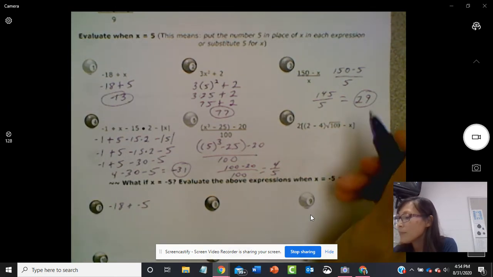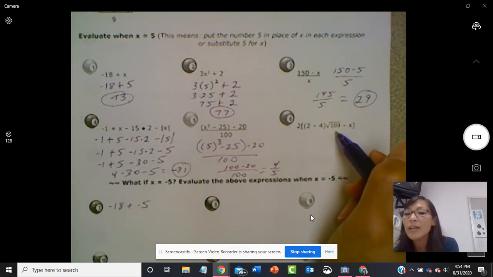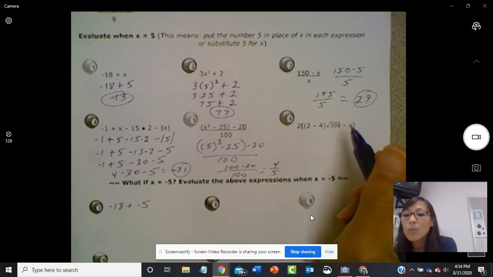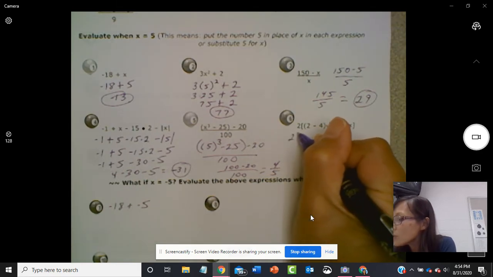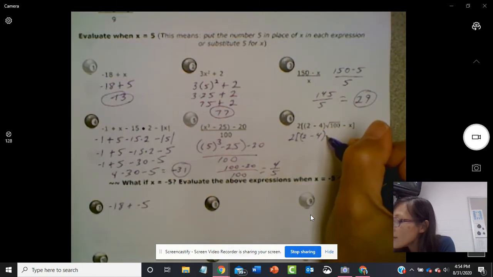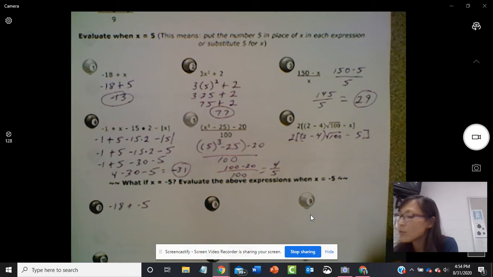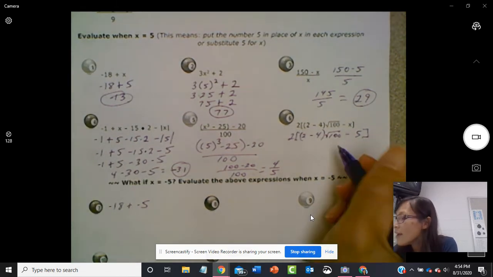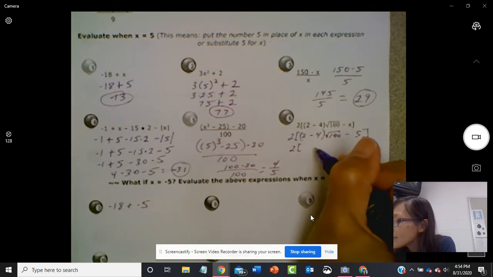Let's look at this problem. We have brackets, we have parentheses, and we have a square root. Whenever you are solving a square root, that is the same level as an exponent, just so that you are aware of that. So we're going to solve this, and we're going to do the square root first. First, we're going to substitute in the 5 where the x is. And when I take the square root of 100, I get 10.